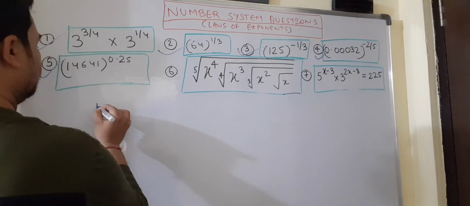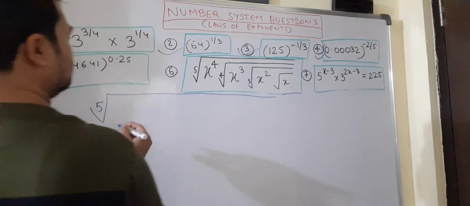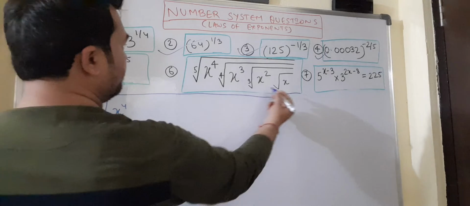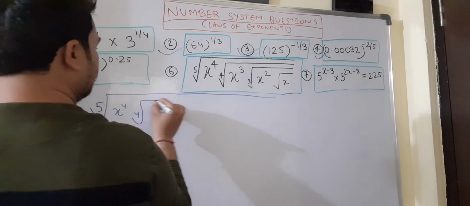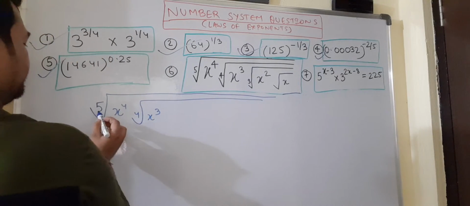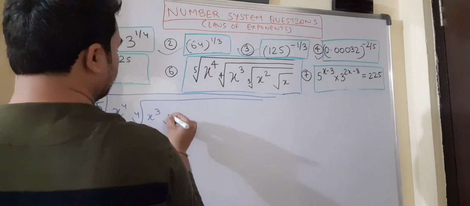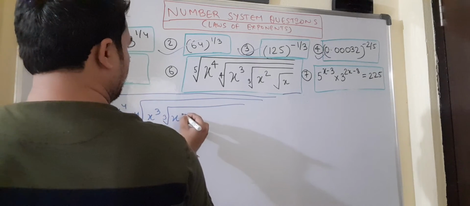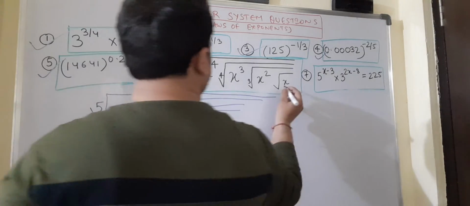See, it is the fifth root of x to the power 4. We will solve it step by step. Then the fourth root of x to the power 3. This is the fifth root, so x power 4. This is the fourth root, so x power 3. And it will go on. Cube root of x square. And this will carry with it the square root of x.